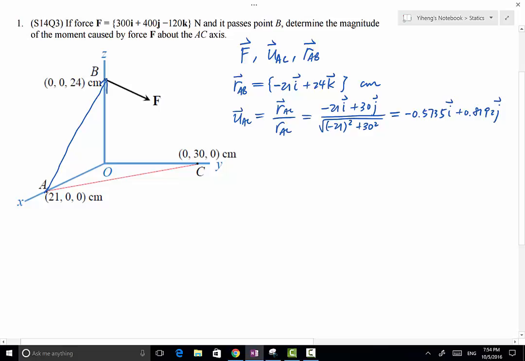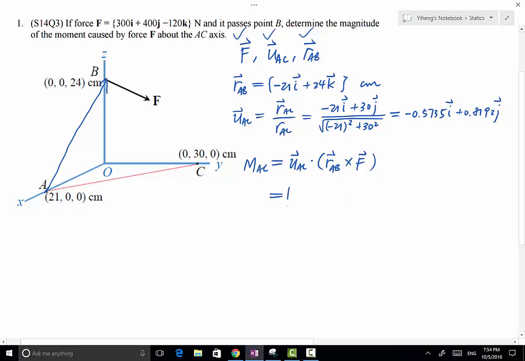So now we have determined all three of the vectors. We can set up our equation. The moment scalar, actually, the magnitude of the moment of the force about this specified AC axis equals unit vector AC dot, within the parentheses, position vector AB cross force vector. You can calculate this part first. This part alone is actually a moment vector of the force about point A. That's actually what it is. So you can calculate that first and then determine the dot product.